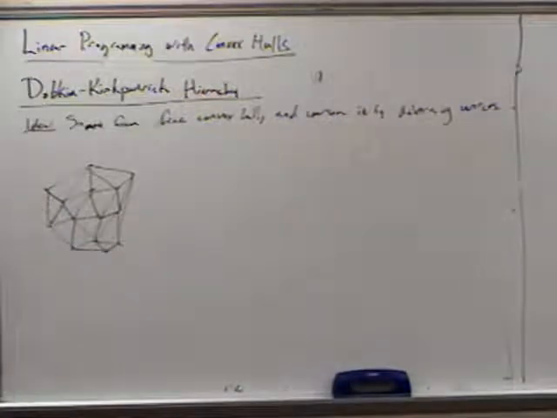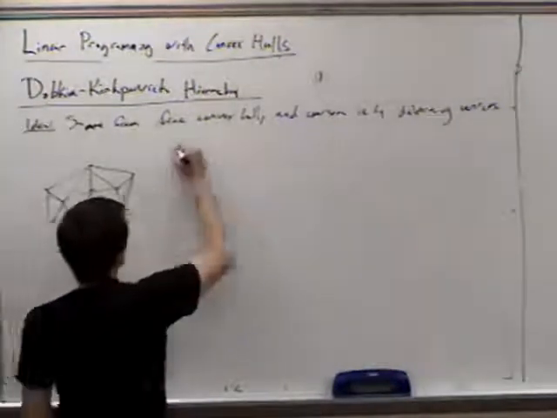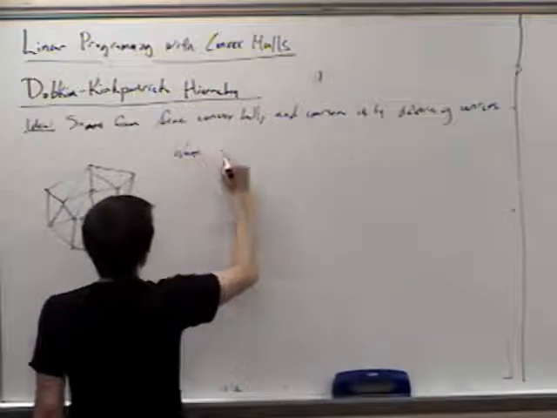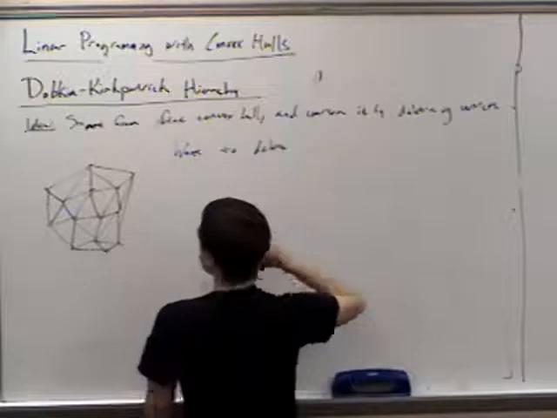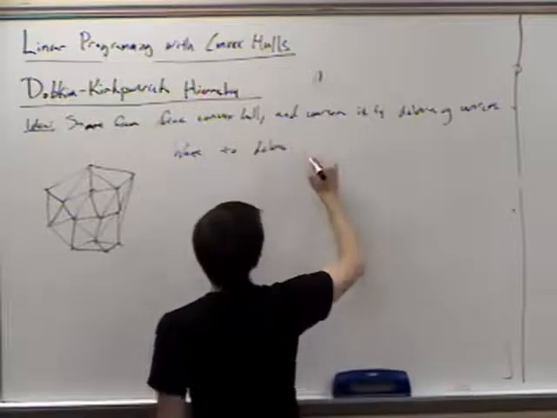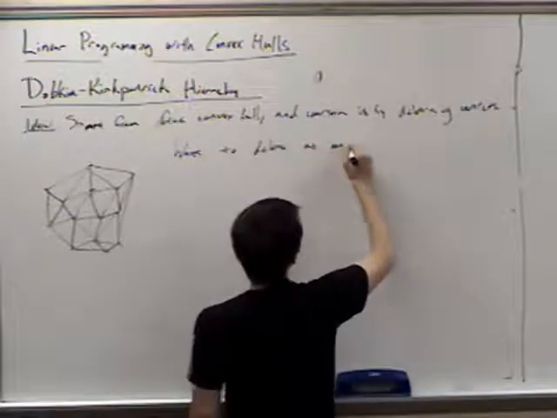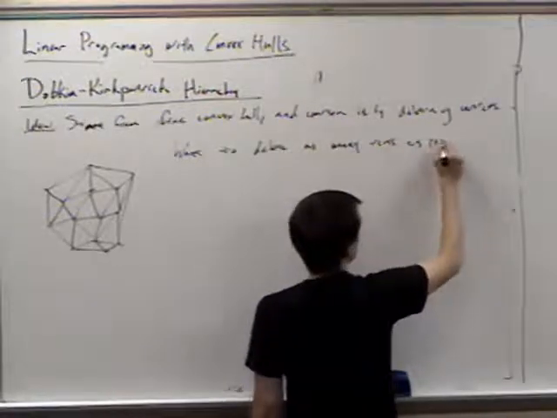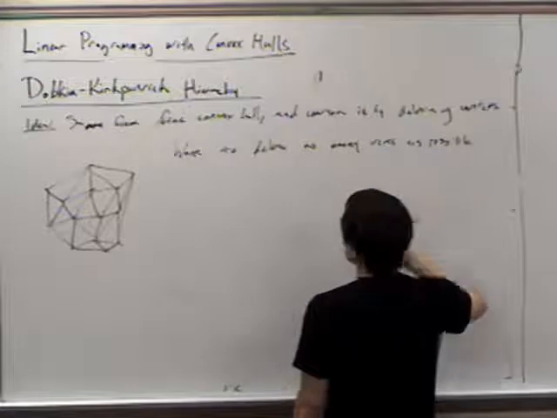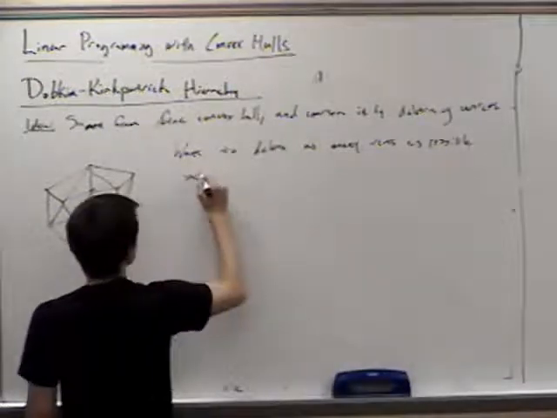Right, so some boundary of a convex polytope. It's just going to be like a bunch of triangles. So here's the idea. We want to delete as many verts as possible such that no two are adjacent.